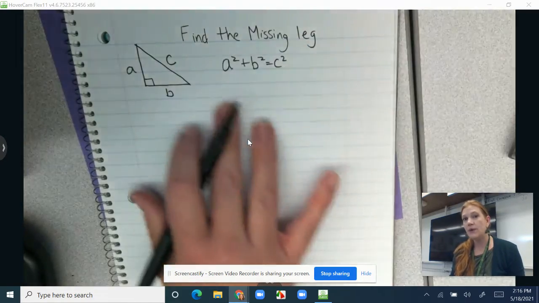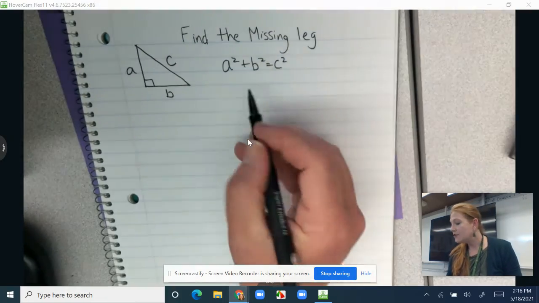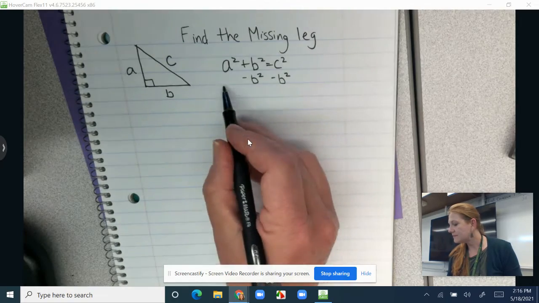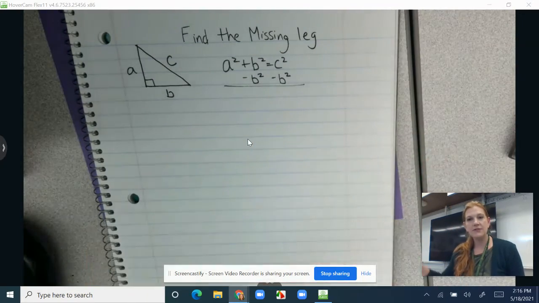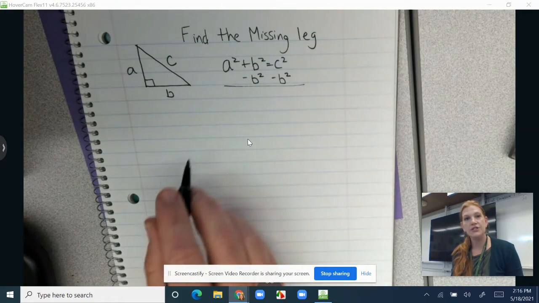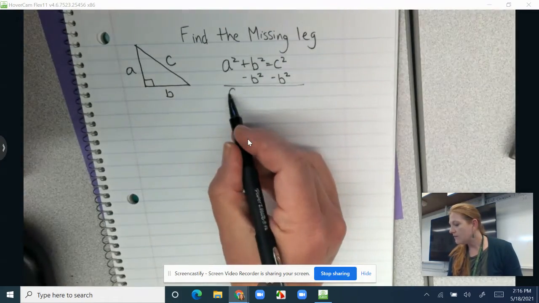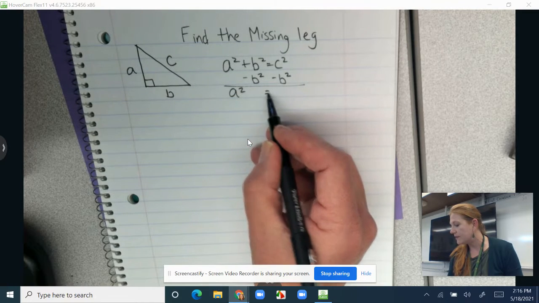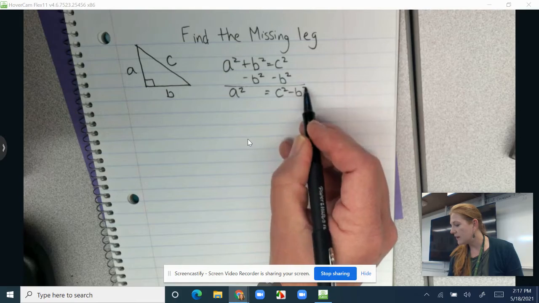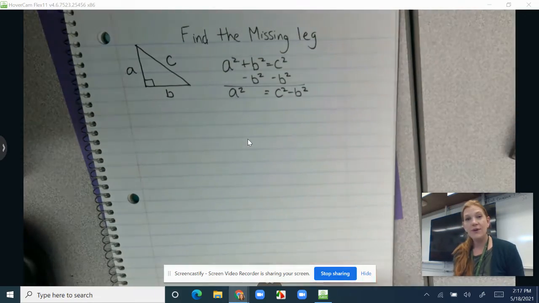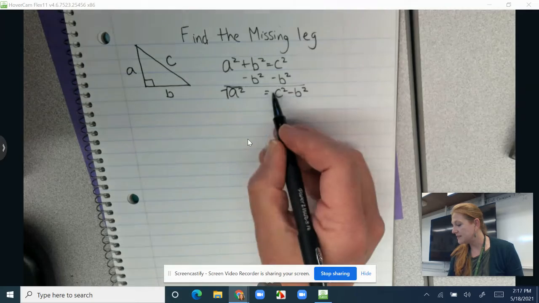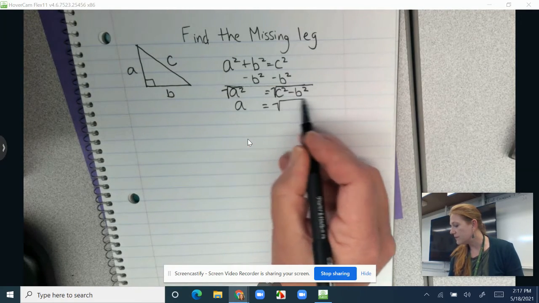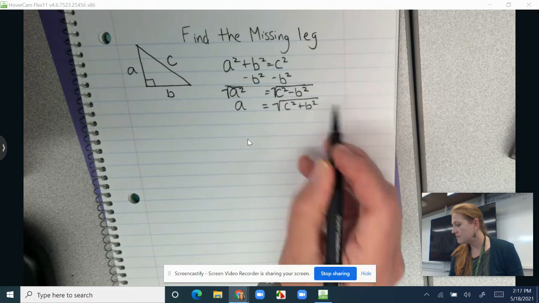Technically, we could work with this equation right here to find a missing leg just by subtracting one of our legs squared from this. If this is too out there for you, you don't have to really watch it too much other than just write it down. We know we could find A squared if we subtracted B squared from both sides. We'd end up with C squared minus B squared. A squared is that. Well, now if we want to find out what just A is, we take the square root of both sides. And we're left with A equals the square root of C squared minus B squared.